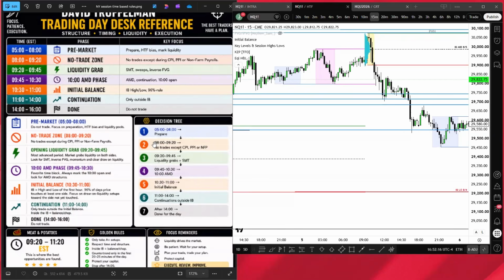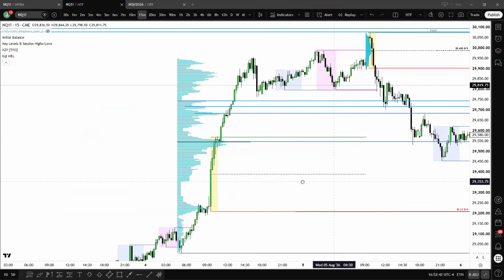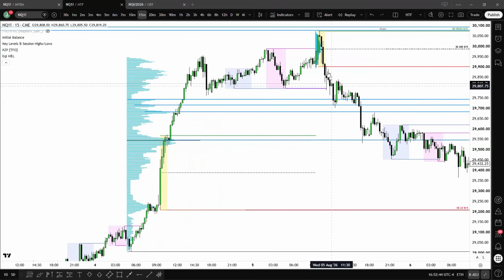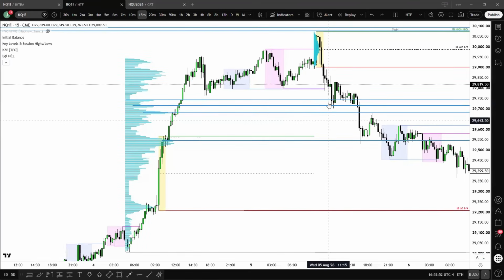Okay, once we hit the initial balance low or high, there's no more counter trend trading. This happens usually between 10:30 and 11. Okay, if we expand above and below the initial balance, now we can continuation and trend trade into the next levels that we have on our charts. Remember, you have everything marked out. So when you trade below an initial balance like here and expand, you now have these levels to trade into. Those are your targets.